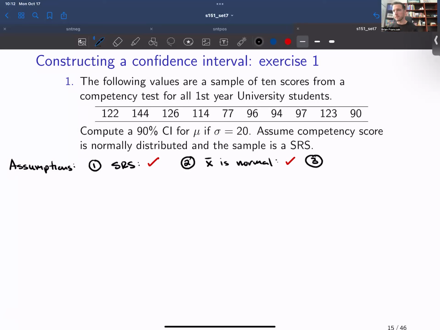which isn't really an assumption, but it's something that we require in order to build the interval in the way that we're going to build it, is that sigma is known. And we can see from the problem description that sigma is equal to 20, which means that it's known. So we're given sigma. And all this means is that we are going to build the interval using a z-score. All right, so now we will start to construct the interval.